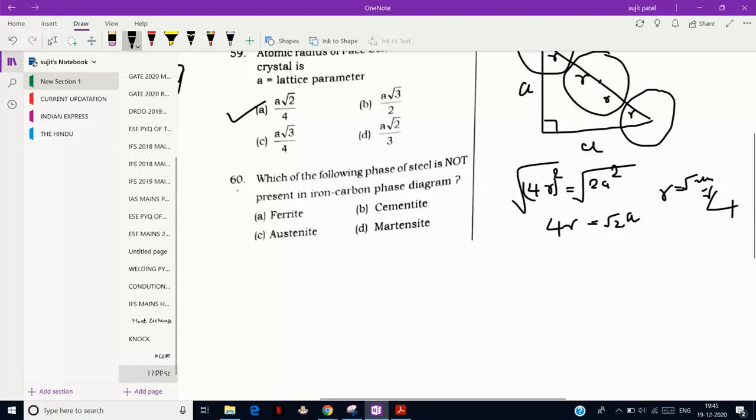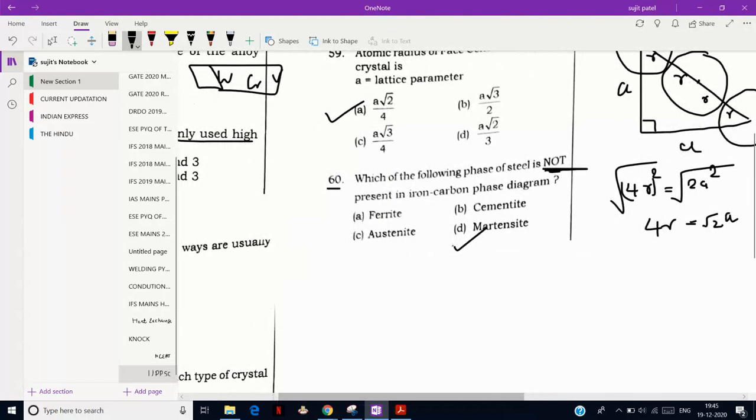Next is question 60. Which of the following phases of the steel is not present in the iron carbon phase diagram? Martensite. This is a very easy question, you all know. Those who want explanation: the iron carbon diagram is an equilibrium diagram. We are cooling from liquid to solid, and there are different phases depending upon the carbon content, and that cooling is very slow. It is in equilibrium at each state.